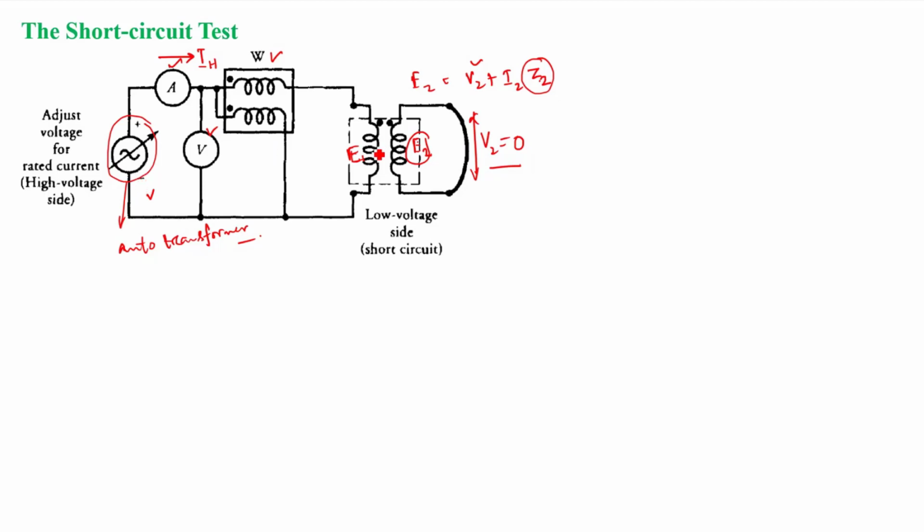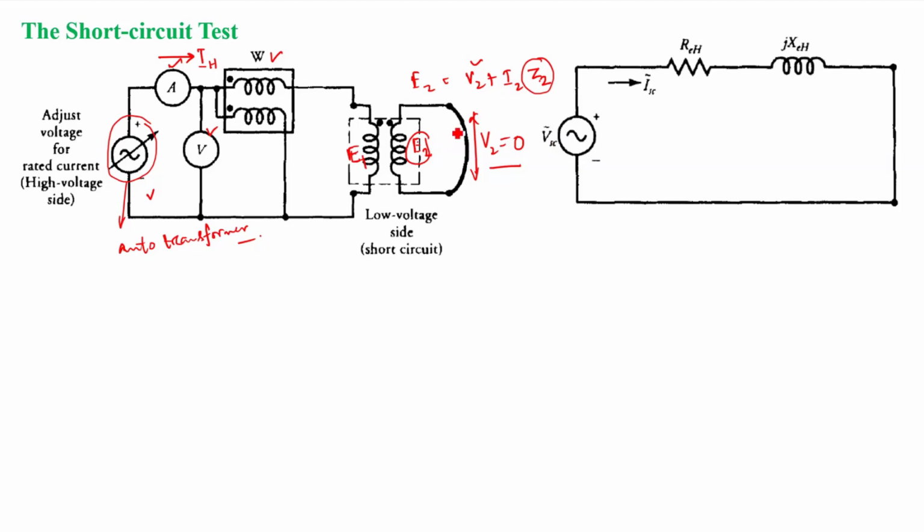It will be approximately equal to E1. So therefore, the voltage requirement for circulating the rated current will be very less, right? Now under this condition, if we draw the equivalent circuit of the transformer, how will it look? The equivalent circuit will look like this.